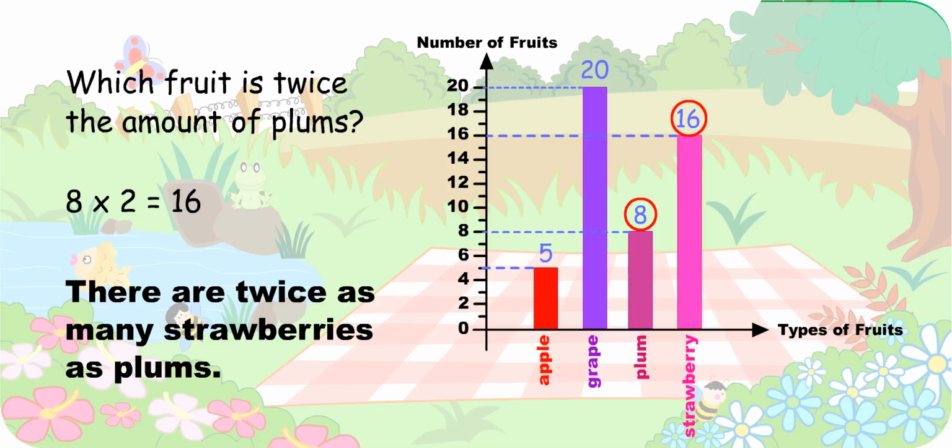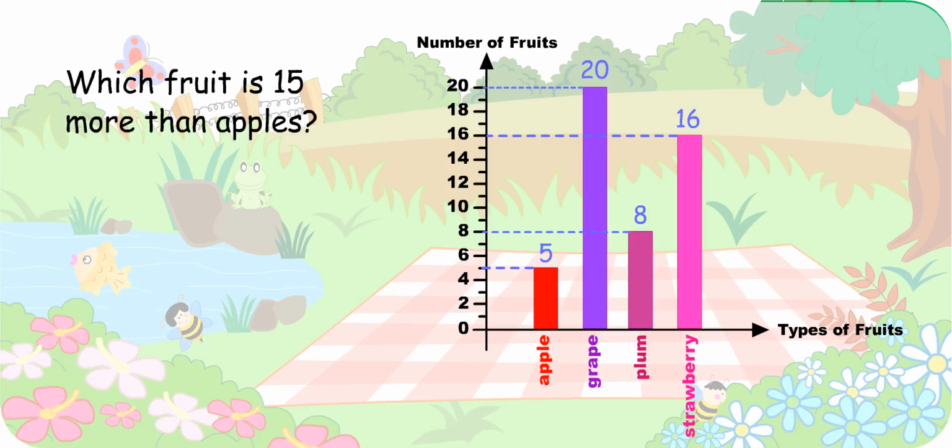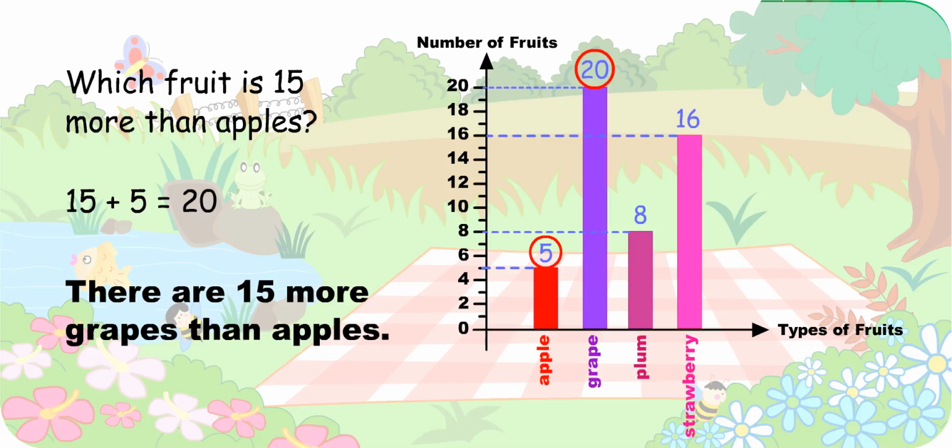Good work, Turbo Girl. Now, Turbo Boy, what about telling me which fruit is 15 more than apples? That's easy. There are 5 apples. By adding 15 to 5, I get 20. Now, I just have to look for the number 20. There are 20 grapes, so there are 15 more grapes than apples. Well done, children. Now run along and have your lunch.